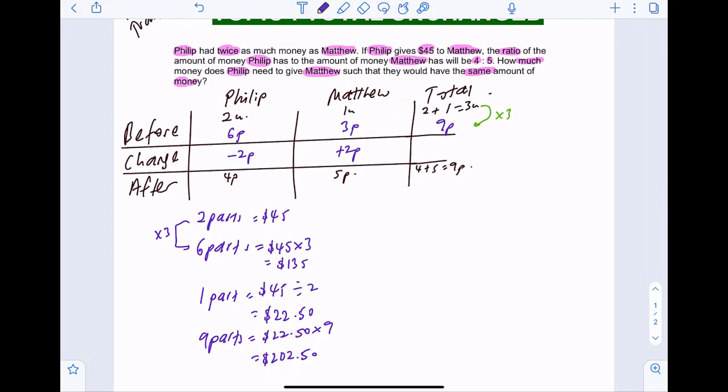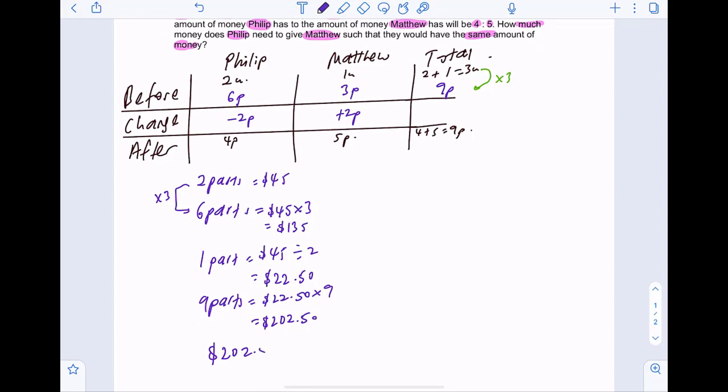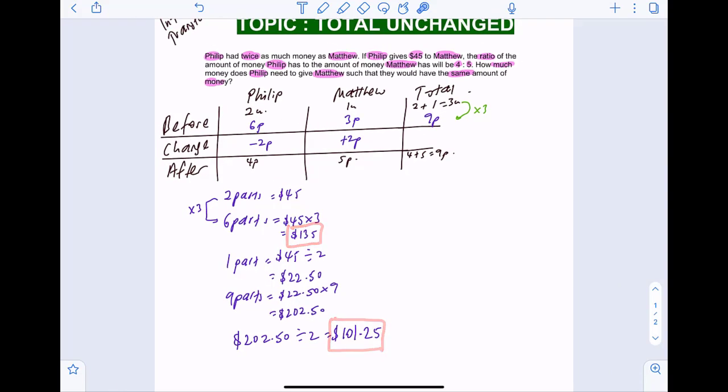So I need to divide this equally into 2 sections because they want to have the same amount of money in the end. Okay, so 202.5 divided equally into these 2 people. 101.25. Okay, so Philip, he had 135. At the end, we must make him have 101.25. So what is the difference between these two? That will be the amount he has to give to Matthew. 135 minus 101.25. Final answer for this question. Philip needs to give Matthew $33.75.